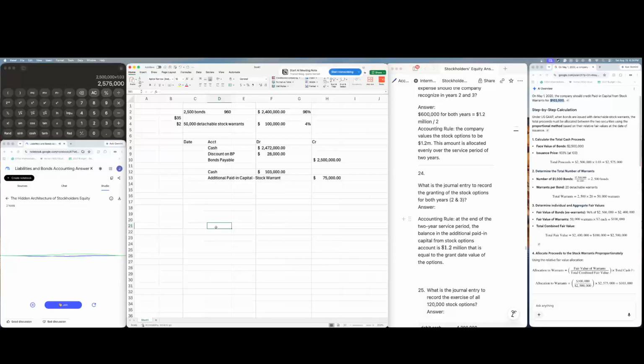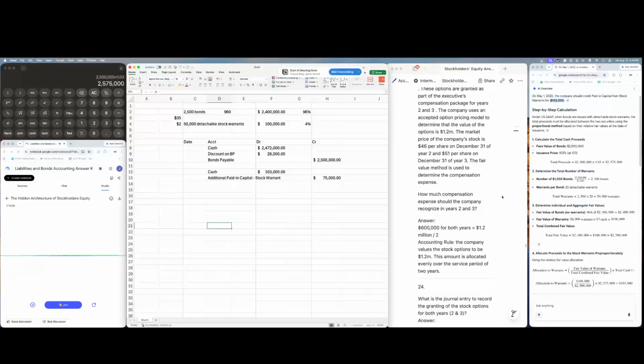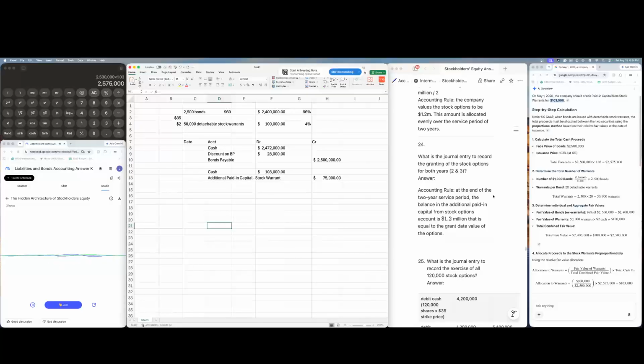Okay, let's unpack this journal entry for year 2 first. We debit compensation expense for $600,000. And we credit additional paid-in capital from stock options for that same amount. What's fascinating here is that we repeat this exact entry in year 3. So another $600,000.